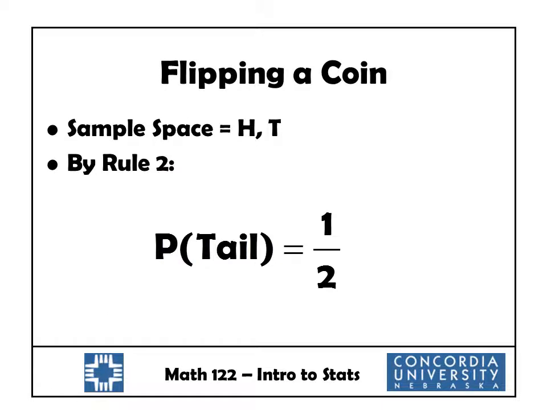So as an example, let's go back to our basic example of flipping a coin. My sample space consists of two outcomes, heads and tails. Each one of those two events is equally likely, so I can apply Rule 2. By Rule 2, the probability of getting a tail would be 1 divided by 2. Divide by 2 because we have two outcomes in our sample space. The numerator is 1 because there's only one way that I can get a tail. So the probability of a tail is 1/2.